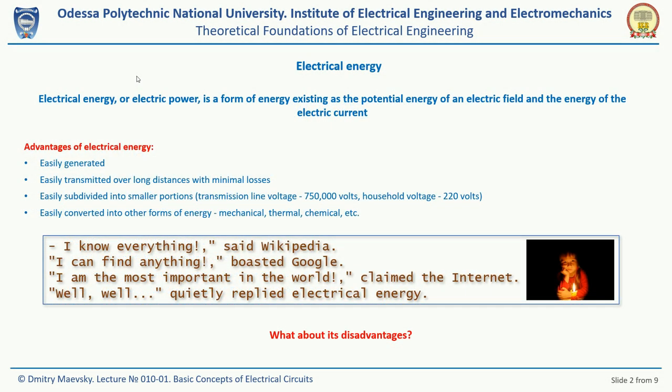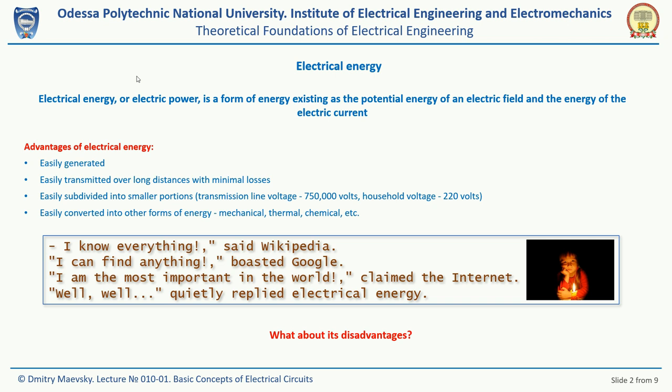I want to start with a strange confession for a teacher. I don't know what energy is, what electricity is, and what electrical energy is. No one knows this, so I'm not very embarrassed. Modern science states that energy is a scalar physical quantity that generally measures the motion and interaction of all forms of matter. Energy neither arises from nothing nor disappears into nothing. It can only transition from one state to another state.